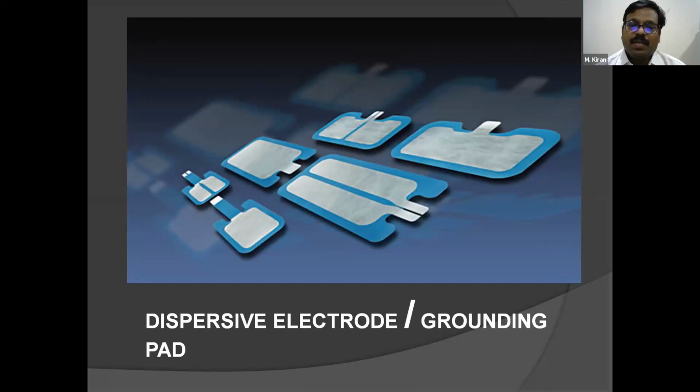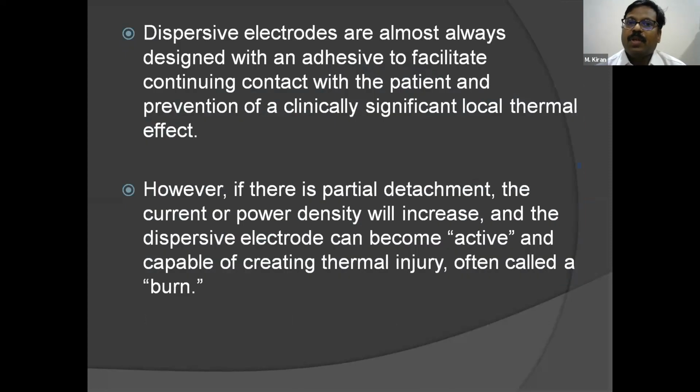This is the dispersive electrode and grounding pad. There are different types available. Normally we'll be using two split electrodes mostly. We'll be preferring two split electrodes. Dispersive electrodes are almost always designed with an adhesive to facilitate continuing contact with the patient and prevention of a clinically significant local thermal effect.